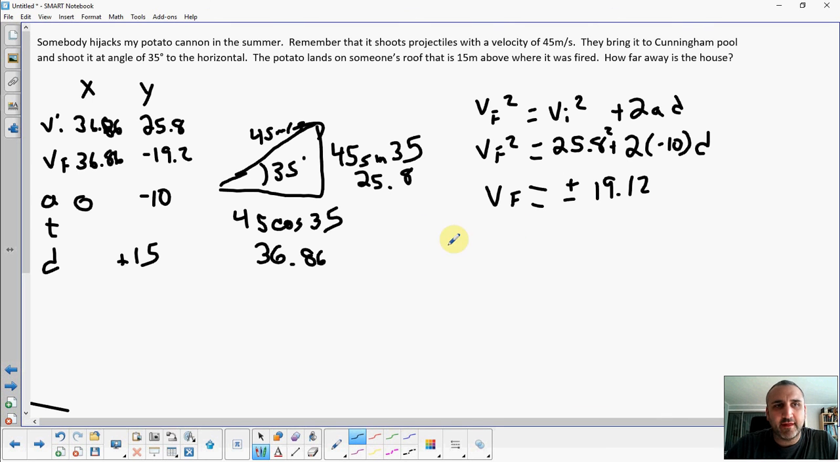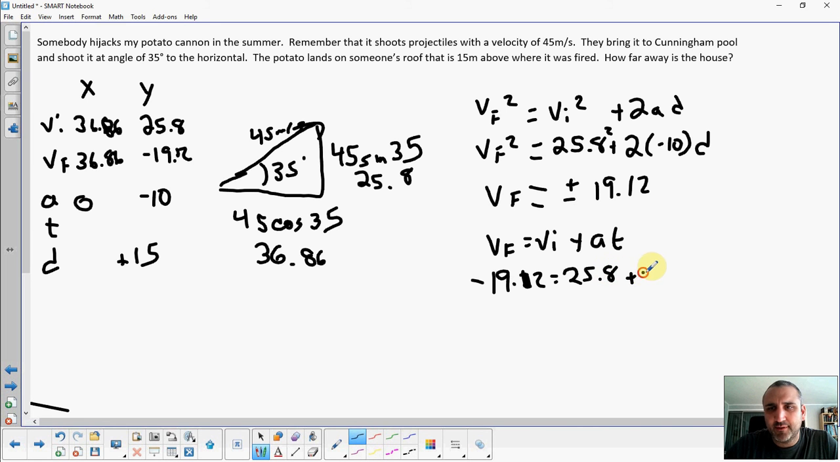We can go ahead with that final velocity and do Vf equals Vi plus At. Final velocity is negative 19.2, I'm sorry, 19.12, equals Vi, which is 25.8, plus negative 10 times T. And time, if we do all of our algebra correctly, should be about 4.5 seconds.